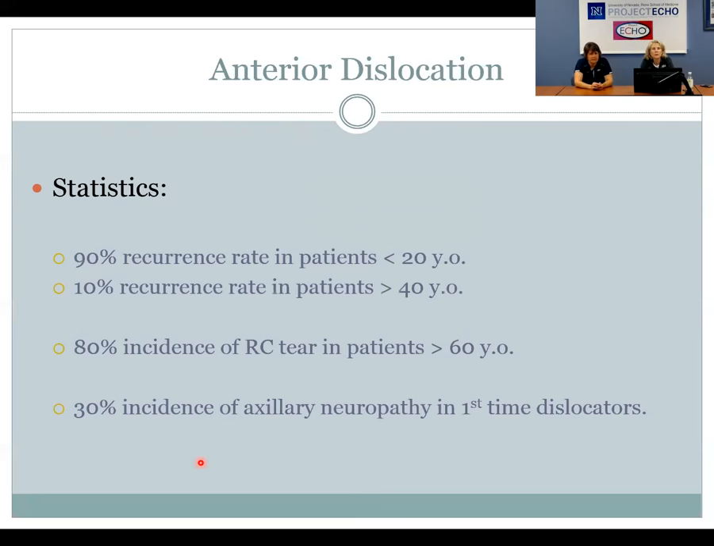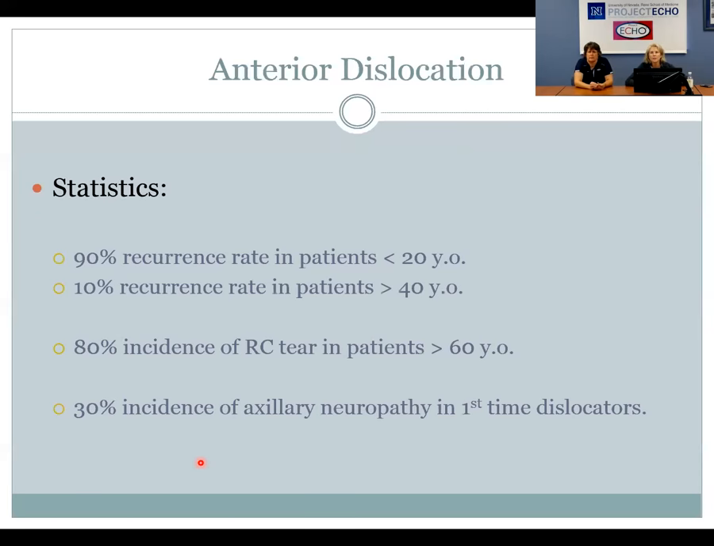So that certainly means these are the patients that go to physical therapy. These are not your college level athletes. They may be high level recreational athletes, but because of the lower recurrence rate, this may be somebody you send to physical therapy to strengthen the rotator cuff, and hopefully it's not going to happen again.